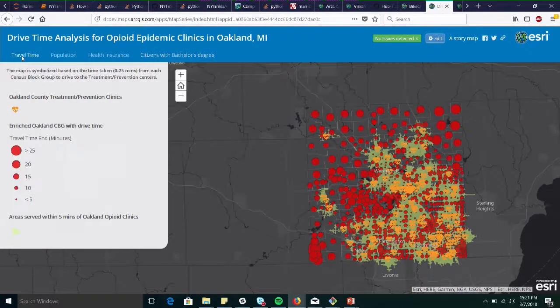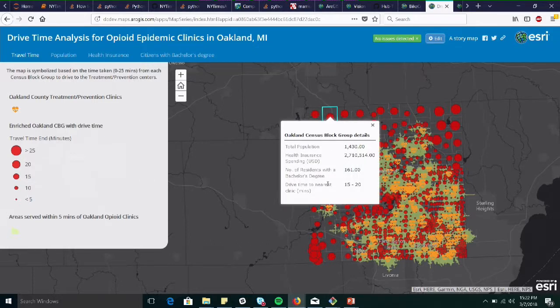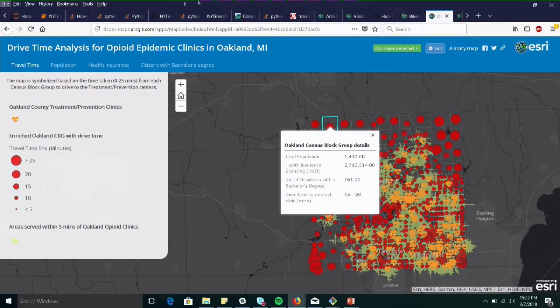So as we see here, this is a story map series that shows a drive time analysis for the opioid treatment, prevention, or both clinics in Oakland, Michigan. The orange icons we see here are the clinic locations. The green area around it are areas within the county that can be reached within a 5-minute drive time. And the red icons here are basically the census block groups, and clicking on each will give you further information about the population, the spending on health insurance, and also the number of residents that are educated, as well as the drive time to the closest clinic. And this is a map series that we've created across all these 4 factors.